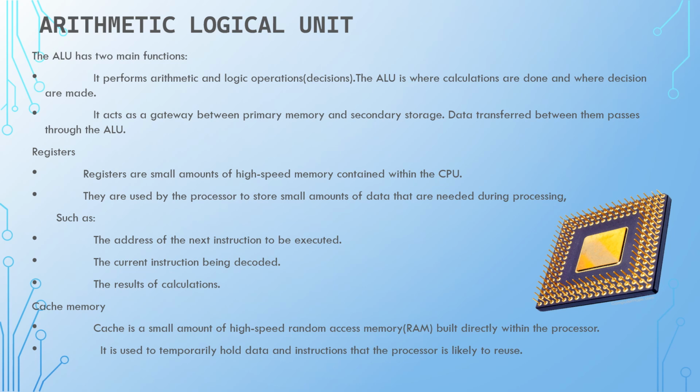Registers. Registers are small amounts of high-speed memory contained within the CPU. They are used by the processor to store small amounts of data that are needed during processing, such as the address of the next instruction to be executed, the current instructions being decoded, and the results of calculations. Cache memory. Cache is a small amount of high-speed random access memory built directly into the processor. It is used to temporarily hold data and instructions that the processor is likely to reuse.